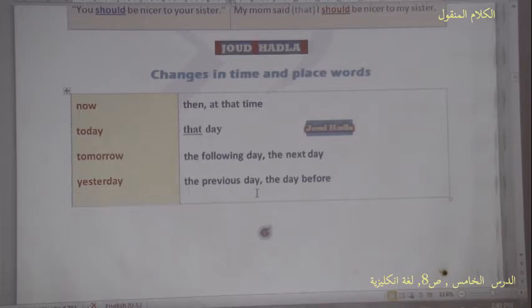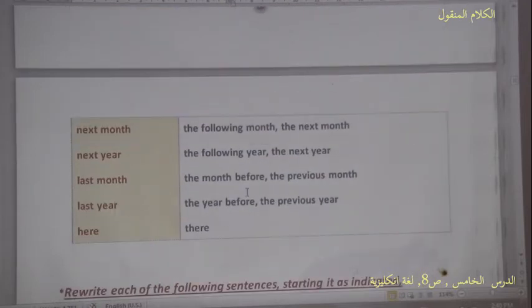Yesterday, the previous day, the day before. Next month, the following month or the next month. Next year, the following year or the next year. Last month, the month before or the previous month. Last year, the year before or the previous year. Here, there.